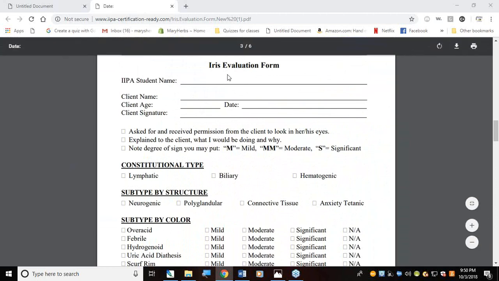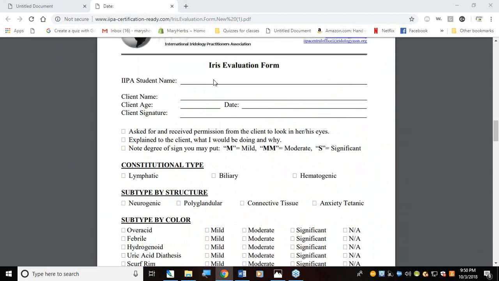Now this is the form that you will make 10 copies of. You will put your name on every copy. Put the name of the person that you are working with, the person whose eyes you're working with. You'll put their age and the date you took the pictures, and you have to have them sign it so they give you permission to share that information. Let them know that you're doing it for a case study. Only you and I will see these, but you need to get the permission to share the pictures. Have them check that you got permission and why you're doing it.